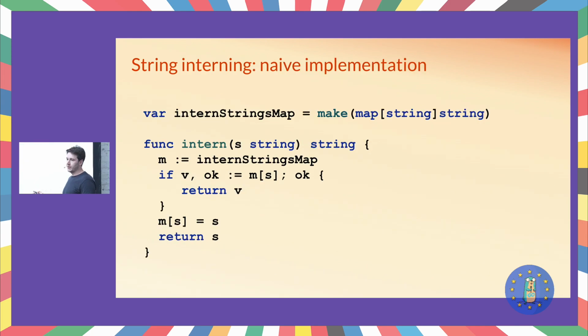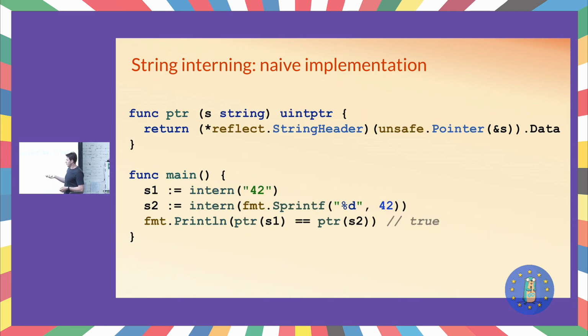And this is a naive implementation of string interning. It's super simple. It's basically a cache based on a hash map. So the hash map uses string as a key and a value type. And then you have an intern function, which checks if we already have the string in the cache. If yes, we return this object. If no, we save it.